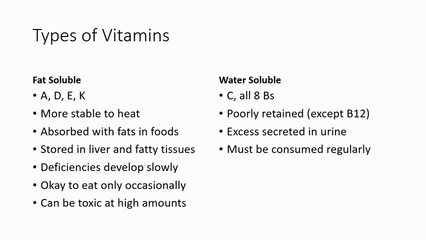The fat-soluble vitamins are going to be absorbed with fats in foods. Fish has a lot of fat that can help us absorb particular fat-soluble vitamins, and these are stored in our fatty tissues as well as the liver. Deficiencies develop really slowly because you do store fat, and within those fat stores, you're storing those fat-soluble vitamins. And because of that, it's actually okay to eat them only occasionally. You don't need them every day, and they can actually be toxic at high amounts. Again, because you're storing them, you don't just urinate out the excess.